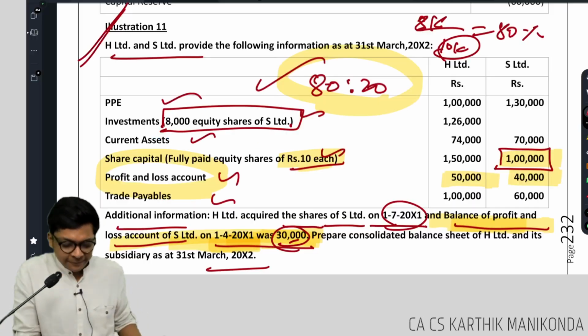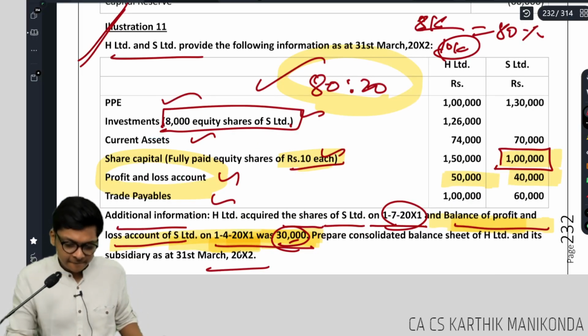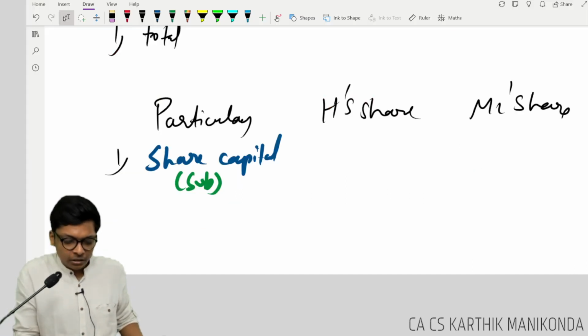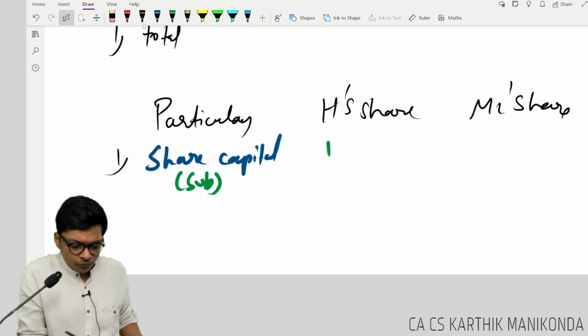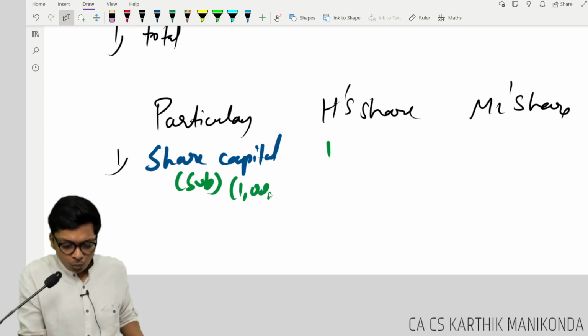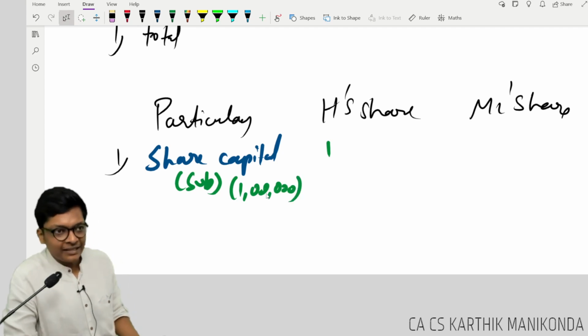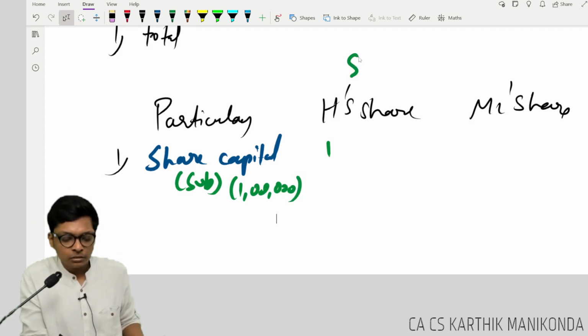Subsidiaries. What is the subsidiary share capital? 1 lakh. Correct. Total is 1 lakh. In this 1 lakh, what is HS share? 80%. What is M share?